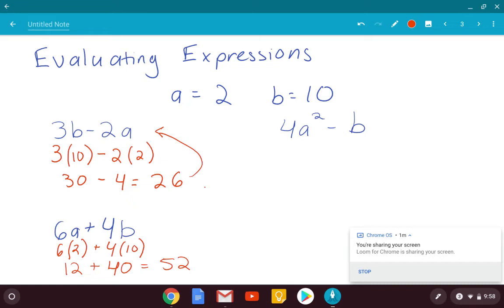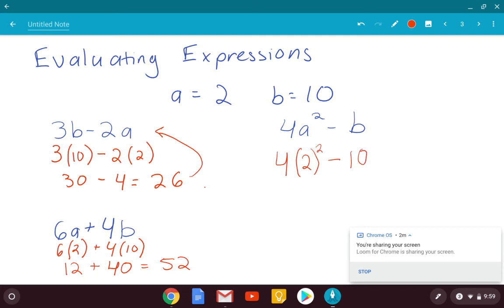The next example, this one is actually a little bit different because it has a variable squared. And remember, squared just means that number times itself. So in this example, we have 4 times 2, but that 2 is squared. We'll come back to that in just a second. And then b is 10, so minus 10.